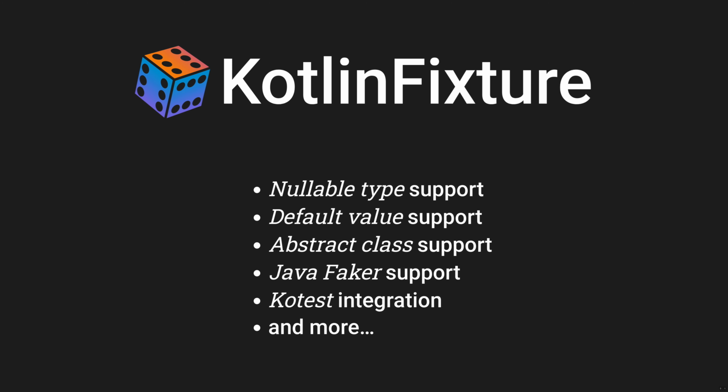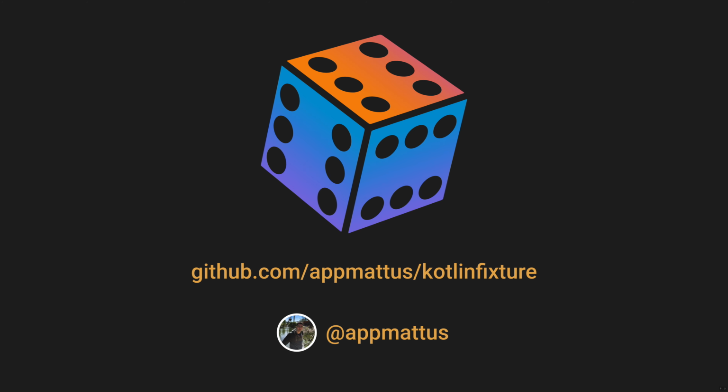Of course, Kotlin Fixture supports many more features than we've covered today, for example integration with Java Faker to generate more human readable data, or enhanced support to generate any type when using Kotest's property testing. I hope this brief overview has given you a good insight into Kotlin Fixture and how to use constrained non-determinism in your tests. For further information, check out the project on GitHub.